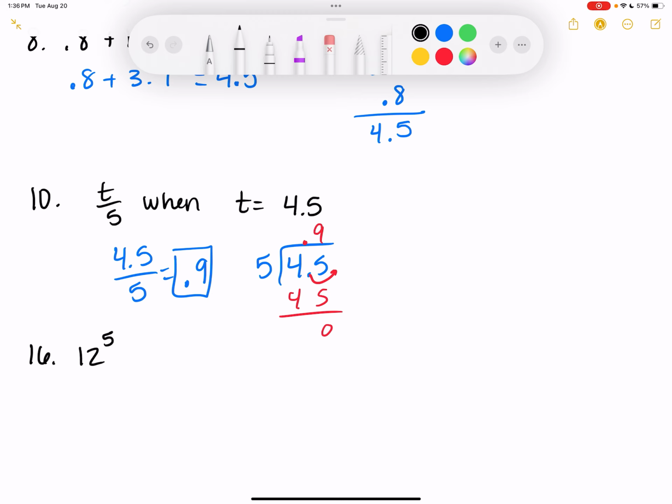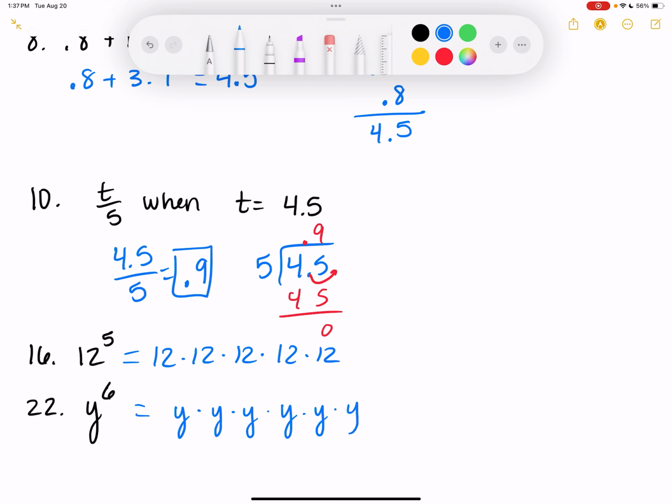What does that mean? 12 times 12 times 12 times 12 times 12. And you don't actually have to multiply it out. You're just showing what it looks like as a product for these ones. What about y raised to the 6th power? y times y times y times y times y times y. Yep. So that's all you have to do for those ones.